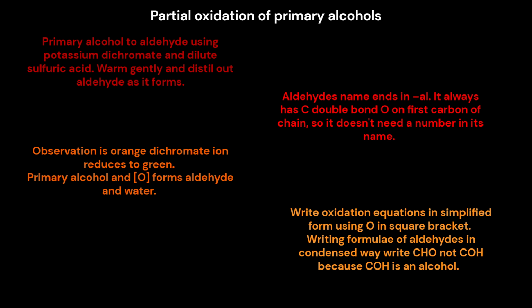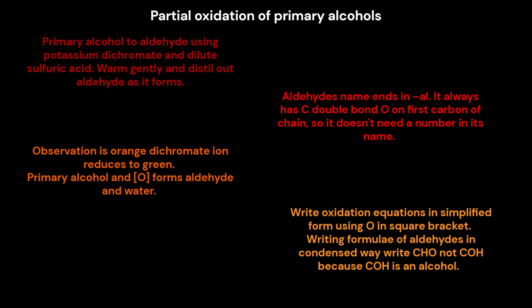Warm gently and distill out the aldehyde as it forms. An aldehyde's name ends in -al. It always has a C double bond O on the first carbon of the chain, so it doesn't need a number in its name. The observation is that the orange dichromate ion reduces to green. Primary alcohol and O forms aldehyde and water.